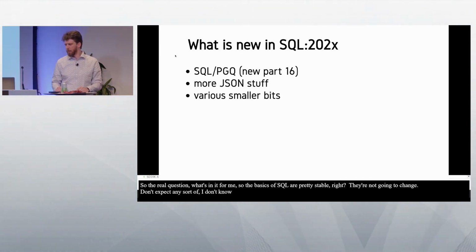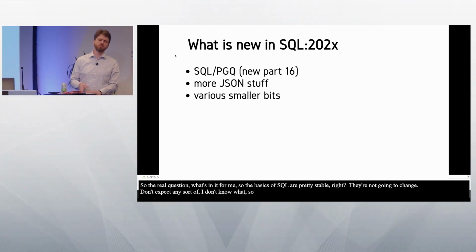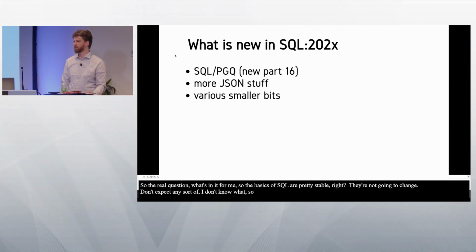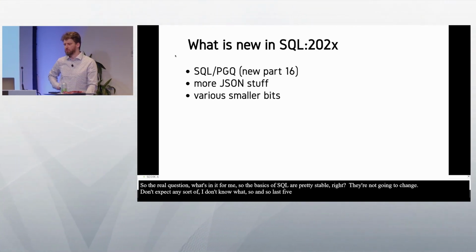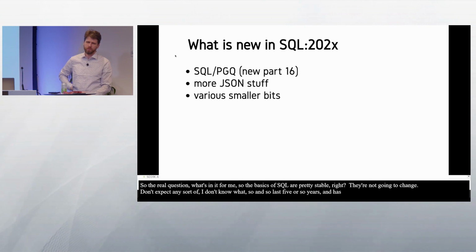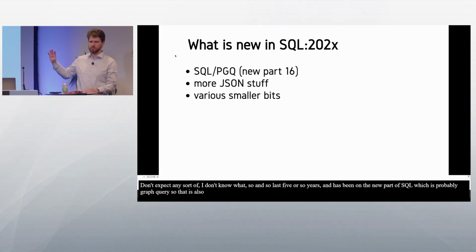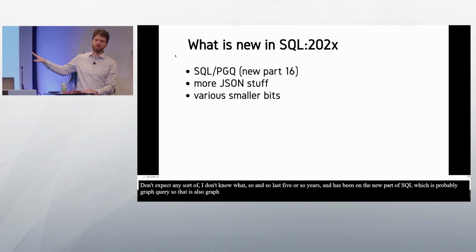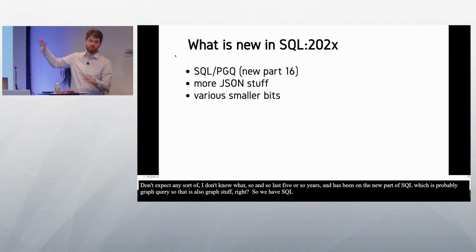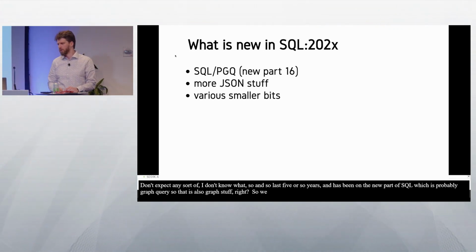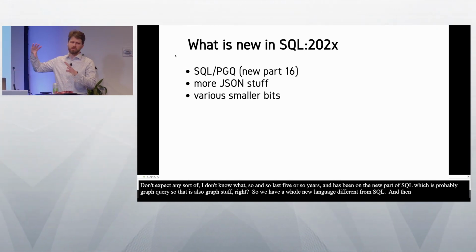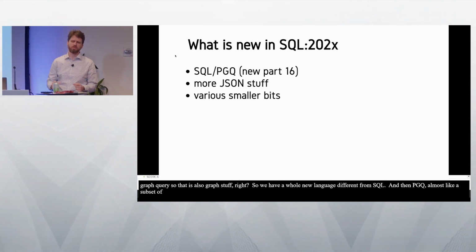A lot of the new work, the majority of the work over the last, when was the last one, 2016, so over the last 5 or so years, has been on this new part, SQL PGQ, which is property graph query. So that is also graph stuff, right? We have the GQL stuff being worked on that I mentioned. That's a whole new language that's different from SQL. And then there's PGQ, which is almost like a subset of that, but usable from inside SQL.